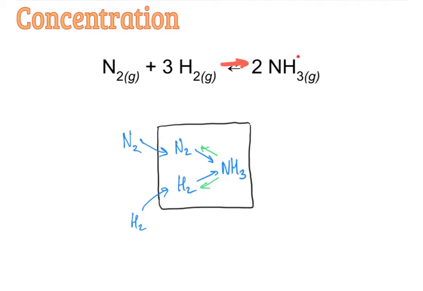But the more ammonia we have, the faster the reverse reaction will be happening. Soon enough, the speed of the reverse reaction will catch up with the speed of the forward reaction and the equilibrium will re-establish itself. There will be some shift in the concentration of reactants and products, but once again, the concentrations will remain constant over time.